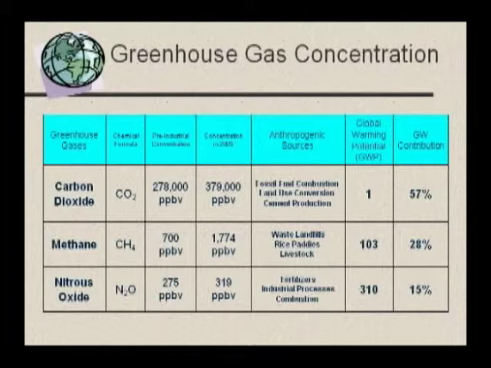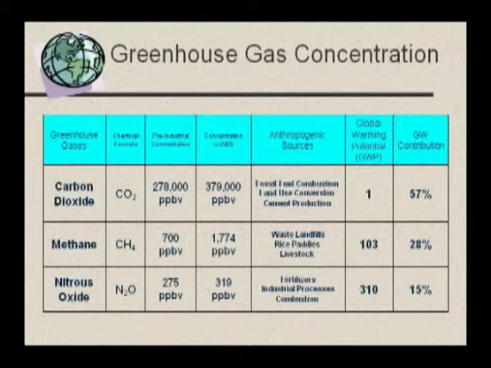Methane, the biggest sources of methane is, like I mentioned, waste landfills, rice paddies, and livestock. Actually, if you look at it at a global level, rice paddies beats out landfills, but here in the US, we don't have very many rice paddies. We have a lot of landfills, and that takes the prominent place.